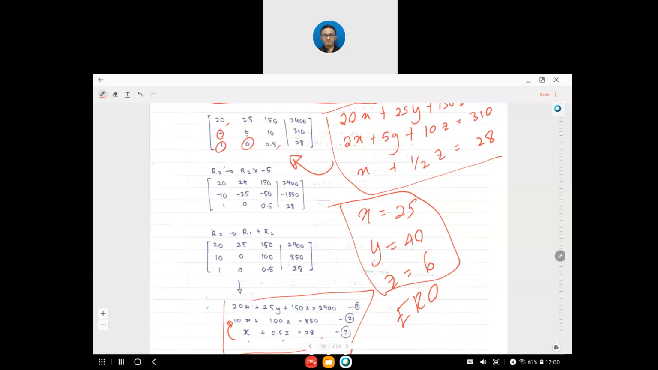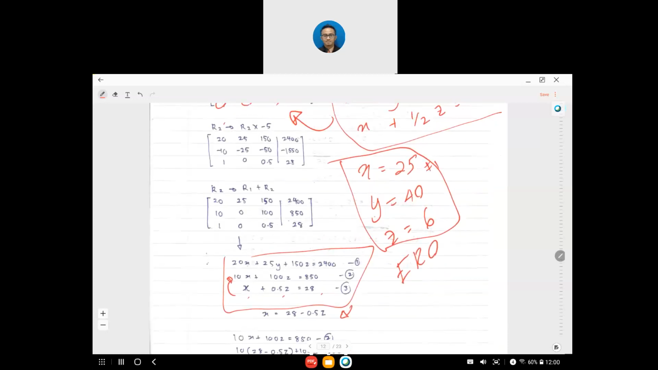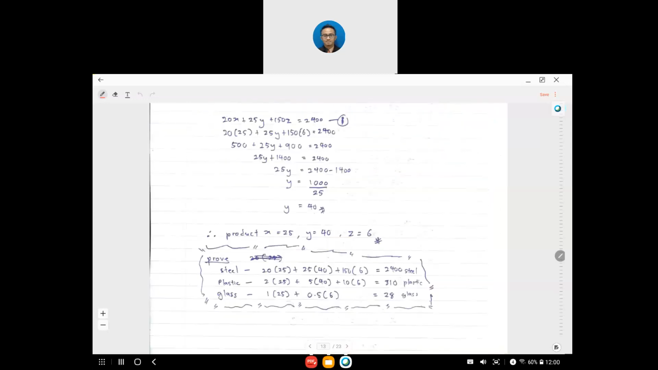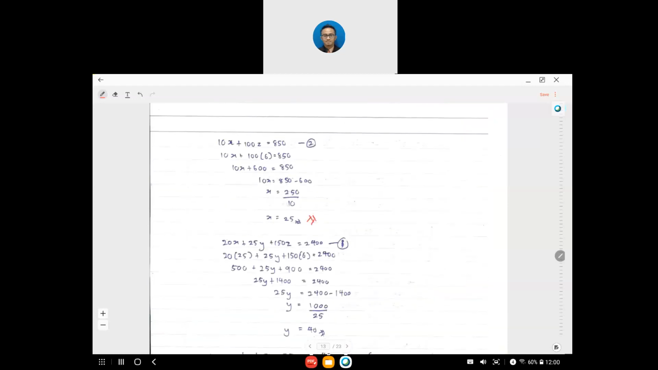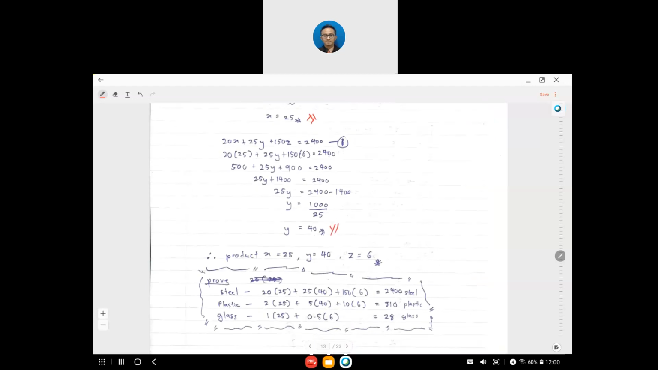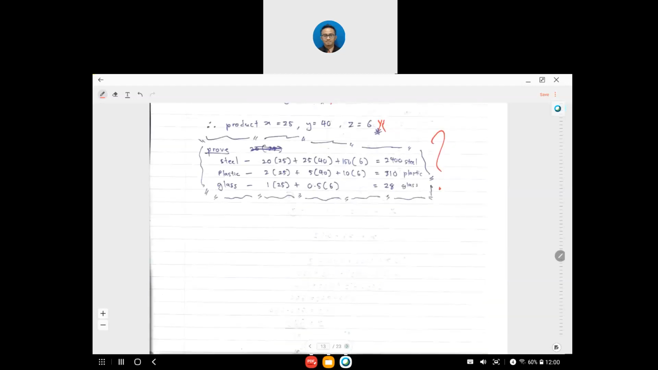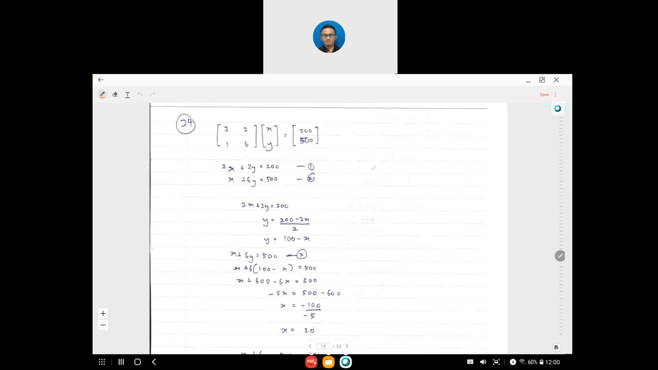Okay, check. Make sure your answer is x equal to 25, y equal to 40 and z equal to 6. Okay. Next. Ni. X equal to 25, y equal to 40, z equal to 6. Dia bukan macam ni. Okay, sebab ni awak tak guna sistem dia. Okay, next. Equation number 24.